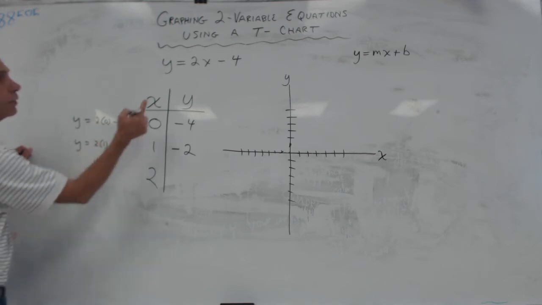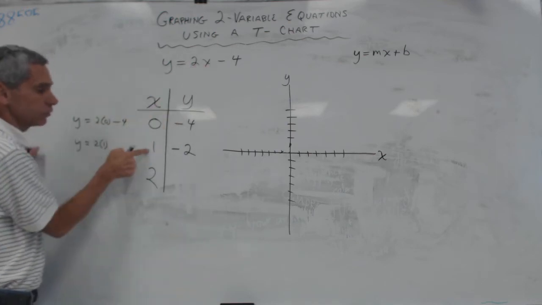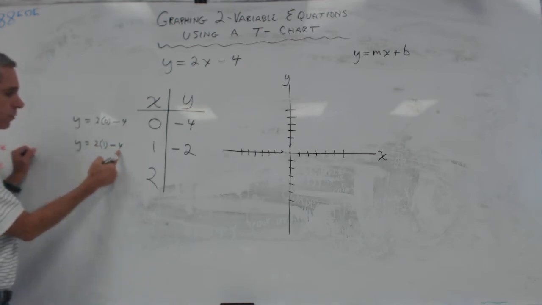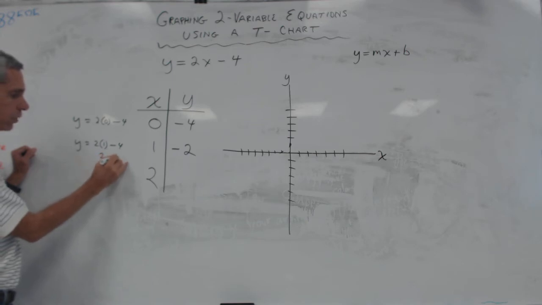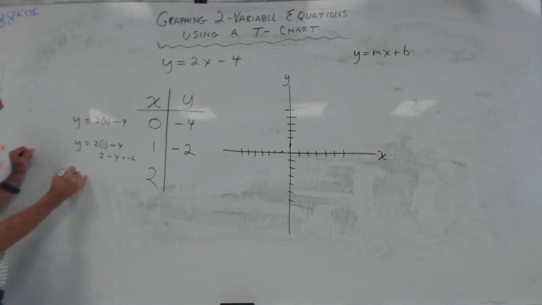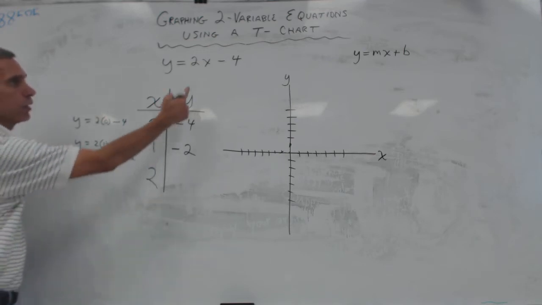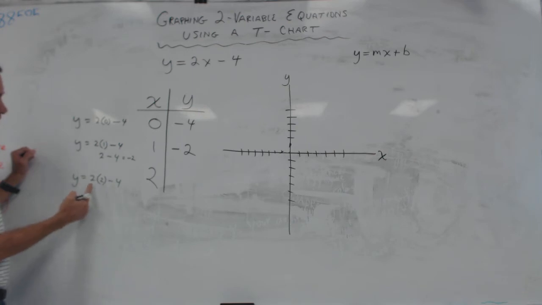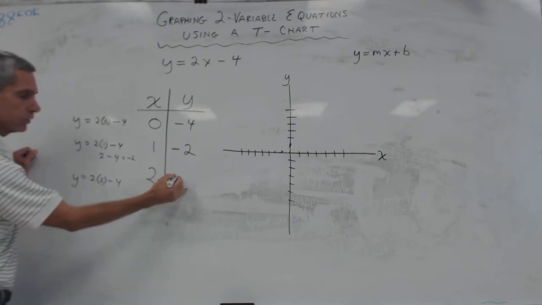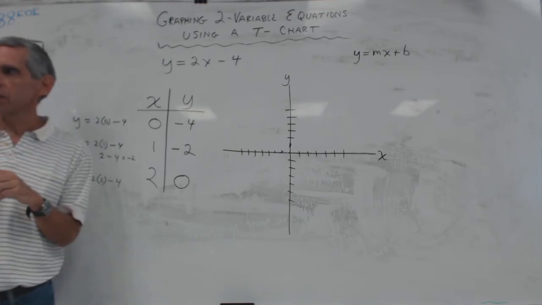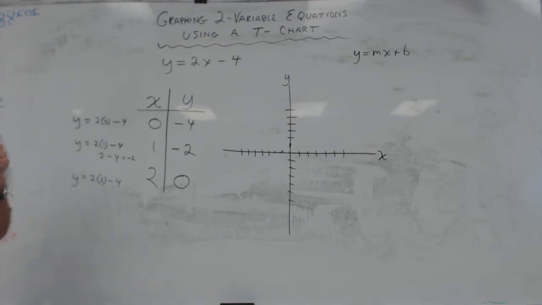2 times 1, 2 times x. x is 1. 2 times 1 is 2, right? So 2 times 1 minus 4 is the same as 2 minus 4, which is equal to -2. You follow that? And then the next one, when x is 2, I'm going to replace that x with a 2. So it's going to be y equals 2 times 2 minus 4. So that's 4 minus 4, which is 0. You with me? Fist to 5, just so I know. Everybody's with me?